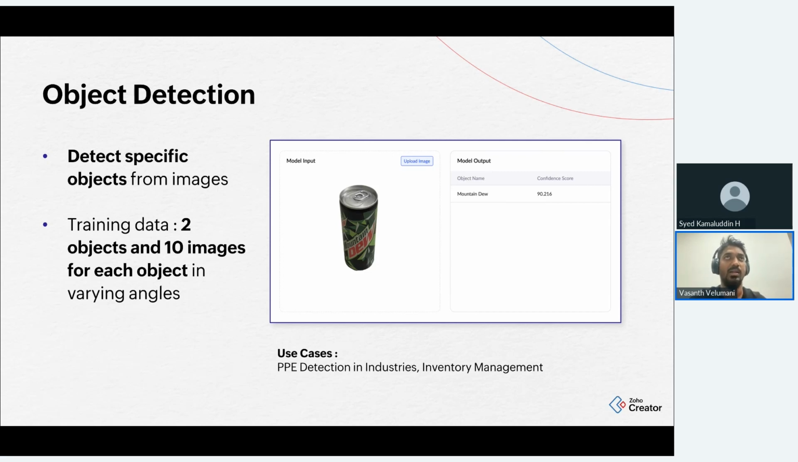The common use cases we see where these models can be used are inventory and any sort of safety equipment detection in industries.